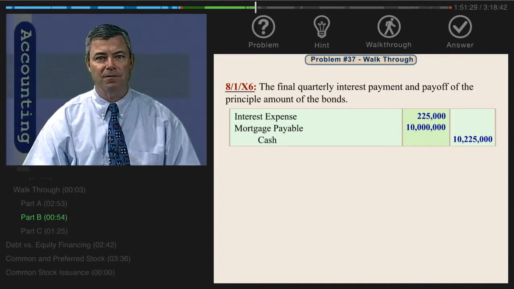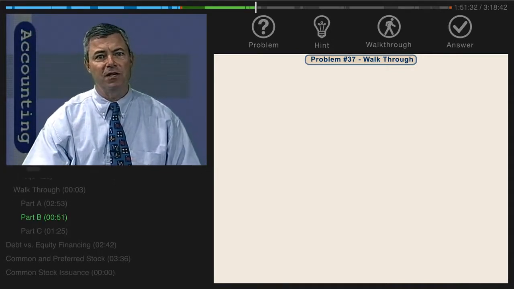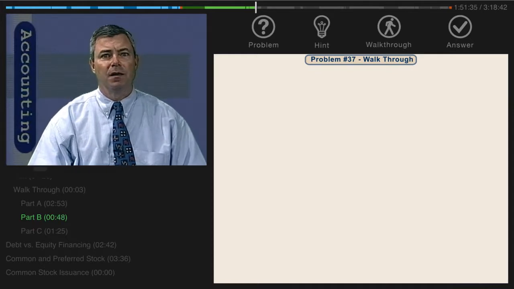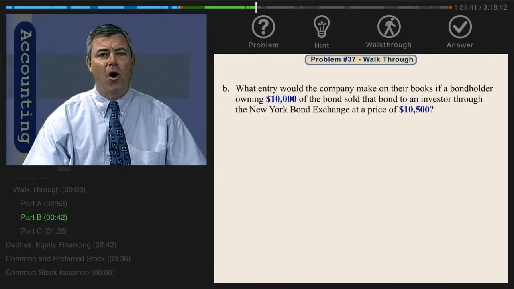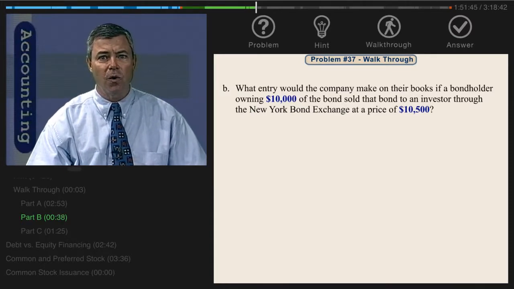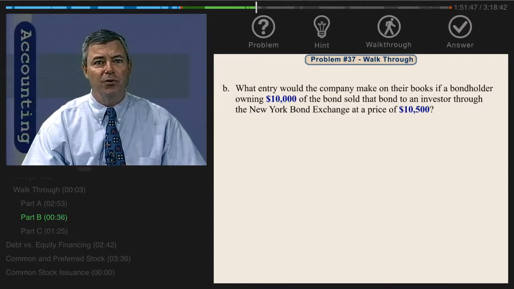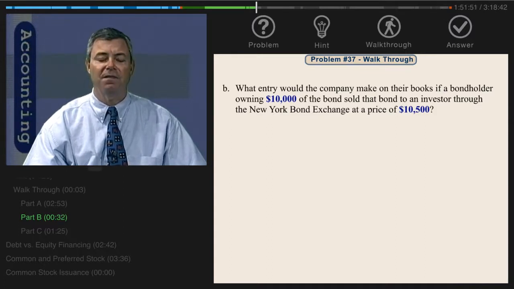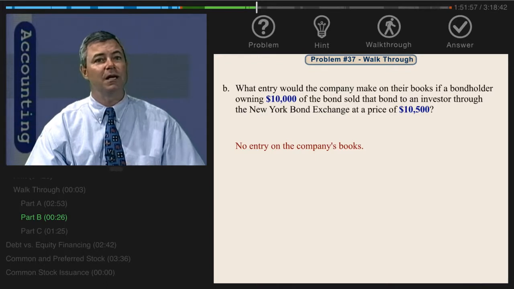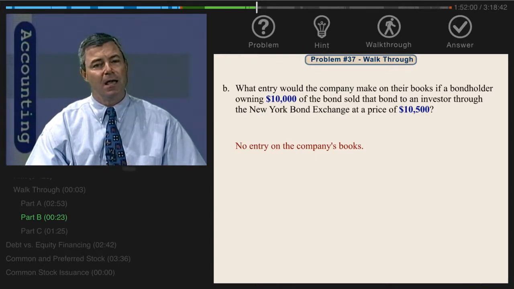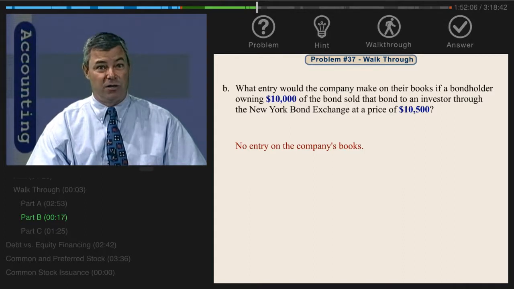The second part of this problem asks, what entry would the company make on their books if a bondholder owning $10,000 worth of the bond sold that bond to an investor through the New York Bond Exchange at a price of $10,500? The answer is the company will make no entry on their books because they don't participate in that transaction. It's an independent transaction by the investor with a new investor of which this company has no participation.